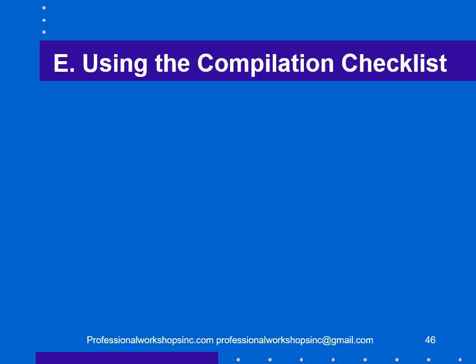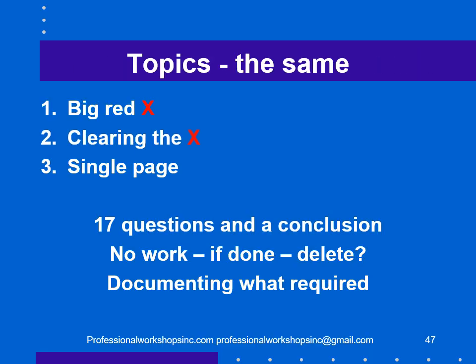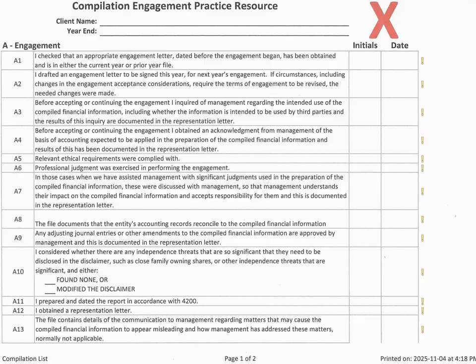Now, using the compilation checklist, the topics are the same. The big red X and clearing it are all the same, except this is shorter. It's on a single, rather longer page. Here is the top bit of the compilation form, 13 of 17 questions, so it's not that long of a checklist. Most of them are just prompts.